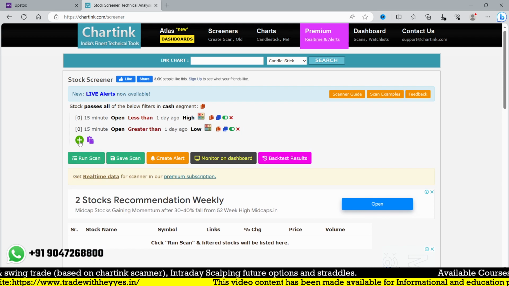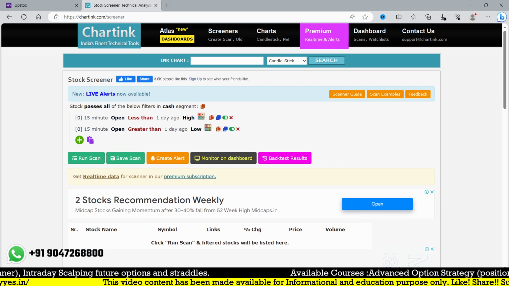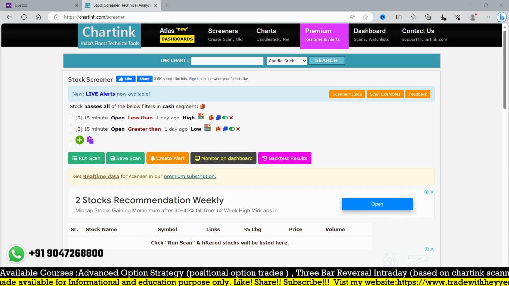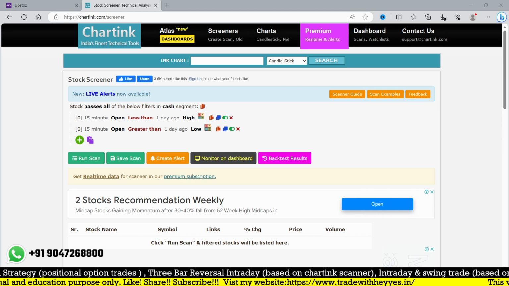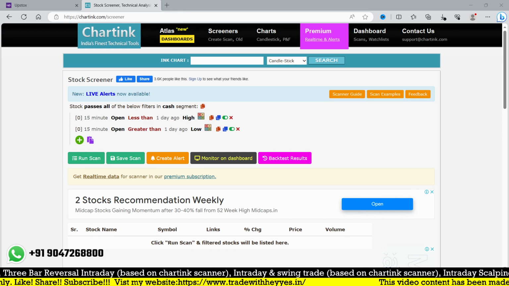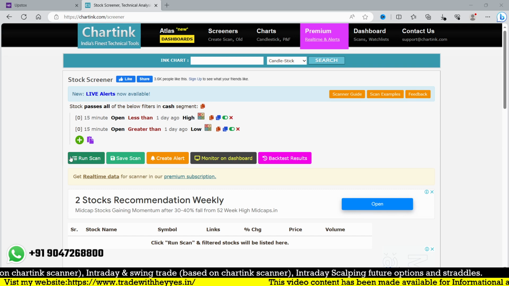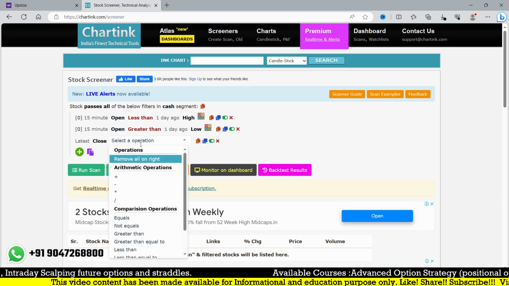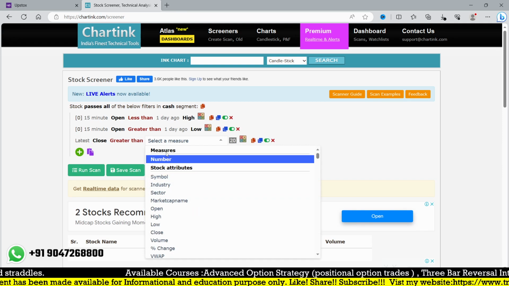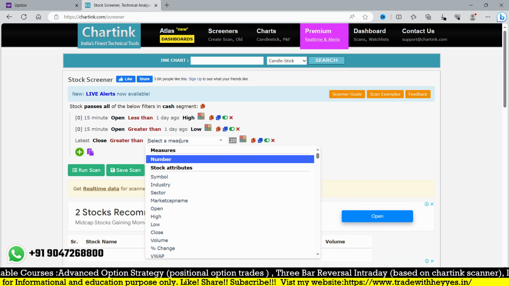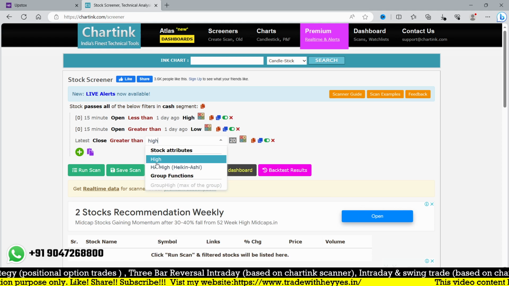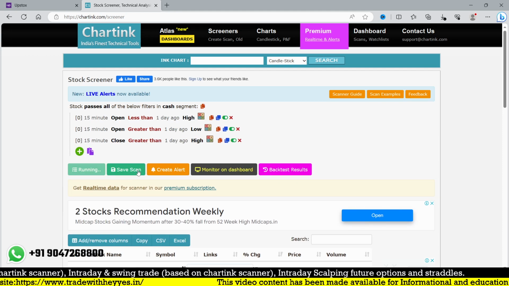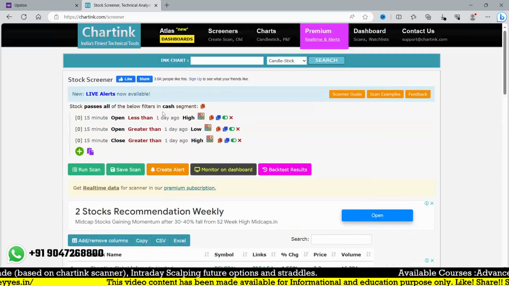One more important thing which we are going to create in the scanner is that we have to find the stock that opened between the levels, but it should close above the level. That is very important, it must be closing above the level. So close greater than 1 day ago high. Simply go for the high from 1 day ago. Here also it should be a 15 minute candle.